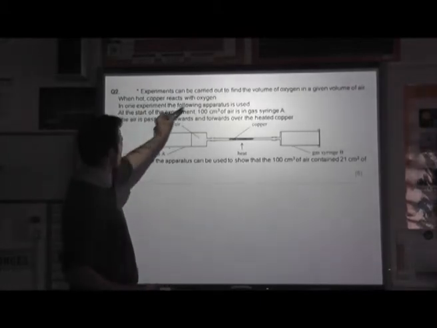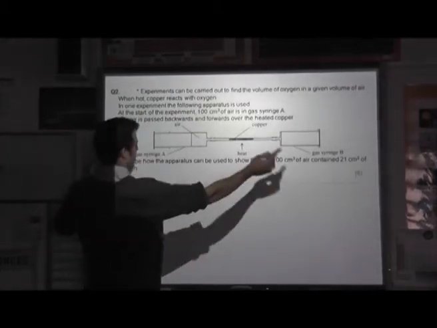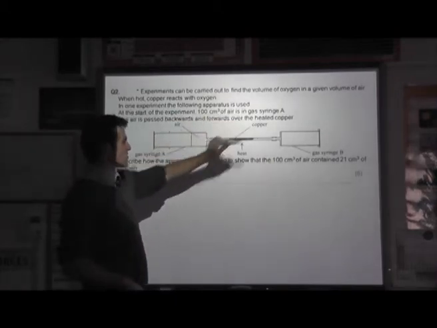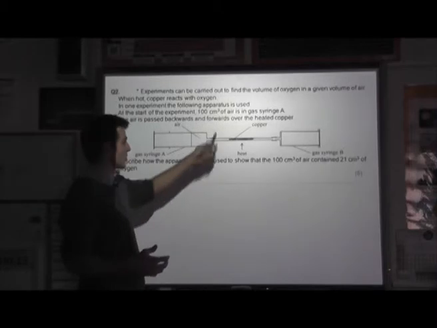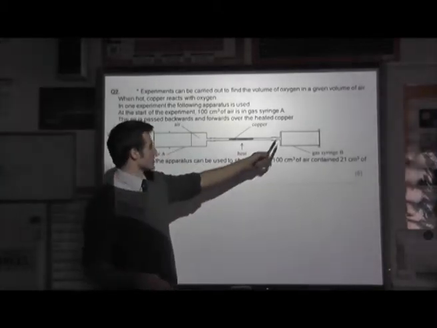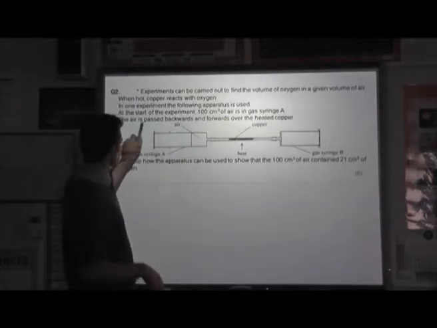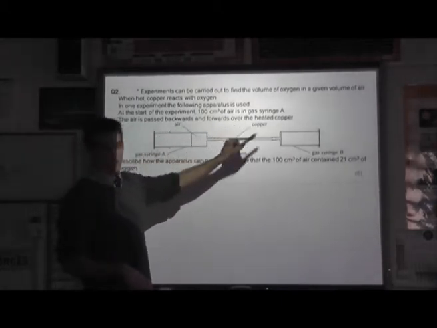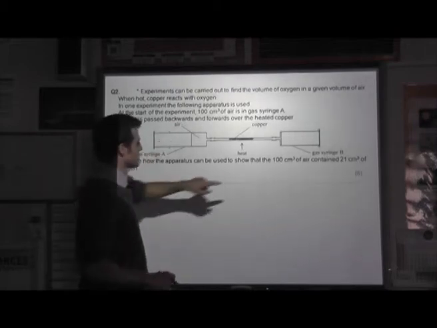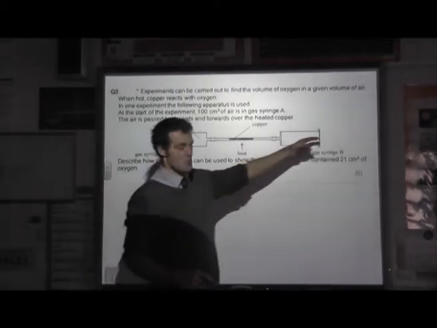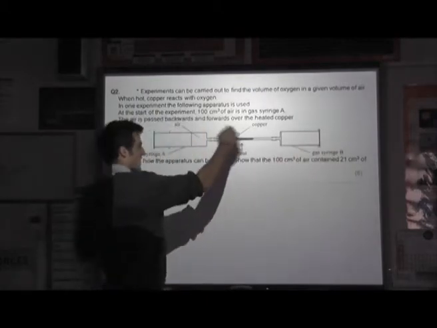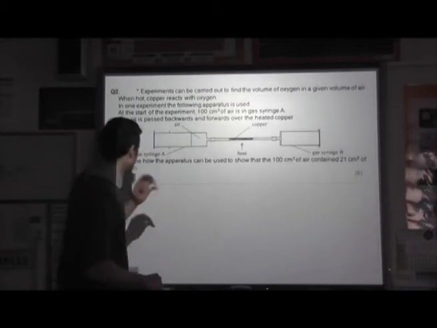In one experiment, the following apparatus is used. At the start of the experiment, 100 centimetre cubed of the air is in gas syringe A. So before you've started heating the copper, you've got 100 centimetre cubed of air in here. None in this one. The air is passed backwards and forwards over the heated copper. So think about how you do that. You'd have to push the plunger there to get it one way, and this one would pop out, and then you push it this way to get it the other way, and it passes the air over the copper.